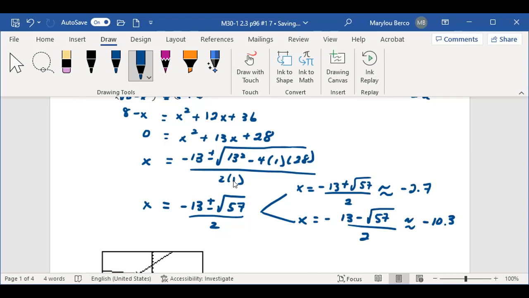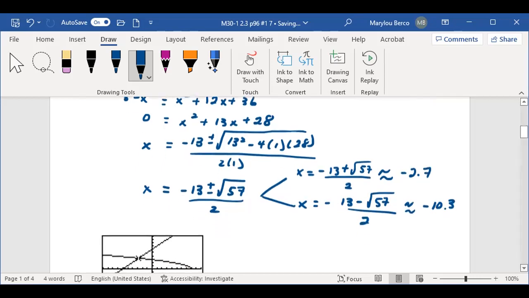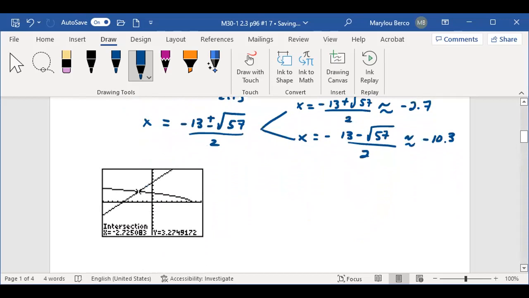So the graph on your graphing calculator basically shows that there's one solution at negative 2.72. So negative 10.3 is an extraneous root. Okay, let's try the next example.